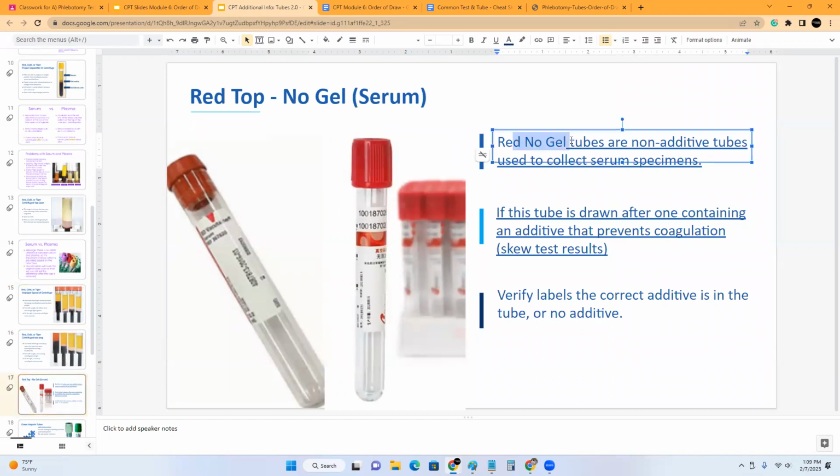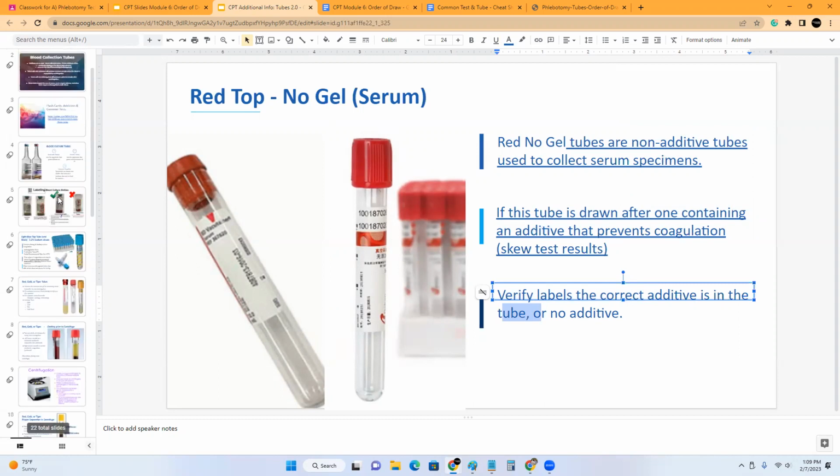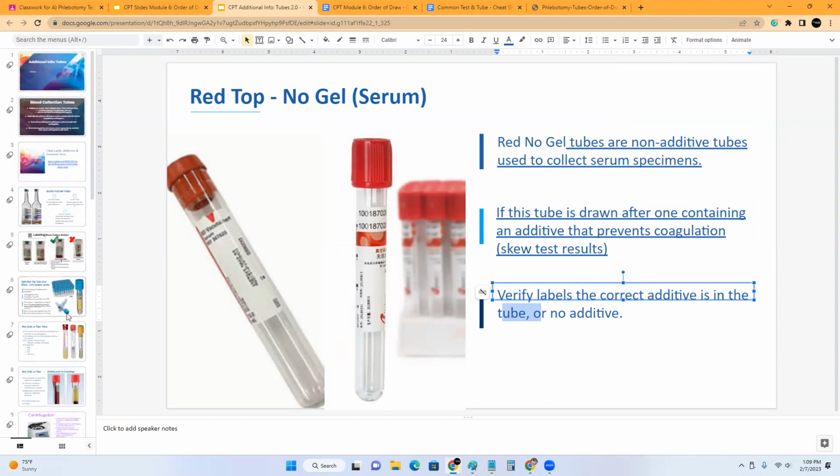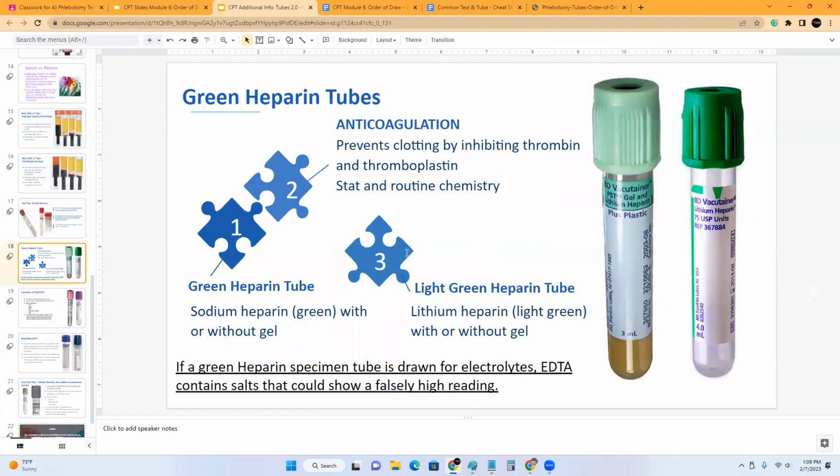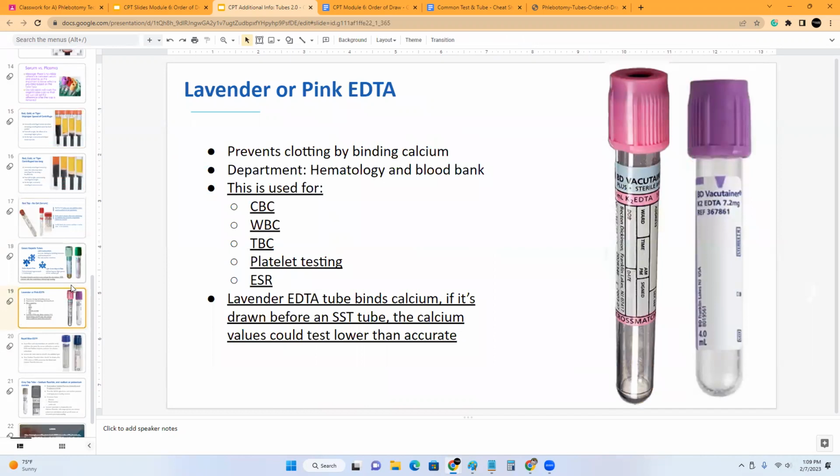Red non-gel tubes are sometimes non-additives, so you want to read the label and see if there's an additive. If this tube is drawn after one containing an additive, it can change the values. That's why if there's no additive, it should be drawn after the culture and before the blue tube. So that's where that came from. All right, so green, anticoagulation. If the green specimen is drawn before EDTA, remember the salts could throw off the reading for the electrolytes.